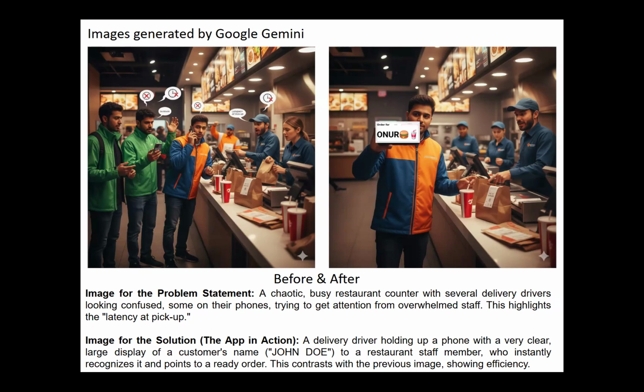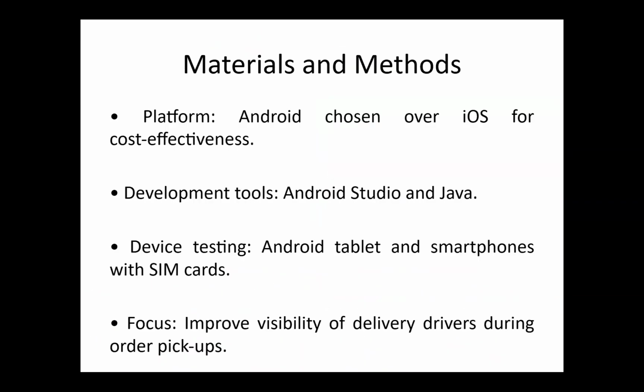For your customer. So the image for the problem statement is a chaotic and busy restaurant counter with several delivery drivers looking confused, some on their phones trying to get attention from overwhelmed staff. This highlights the latency at a pickup. And the image for the solution, the app in action on the right: a delivery driver holding up a phone with a very clear, large display of a customer's name, like John Doe, to a restaurant staff member who instantly recognizes it and points to a ready order. This contrasts with the previous image, showing efficiency.